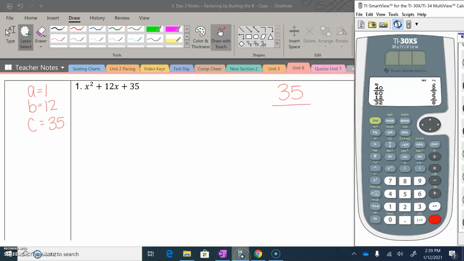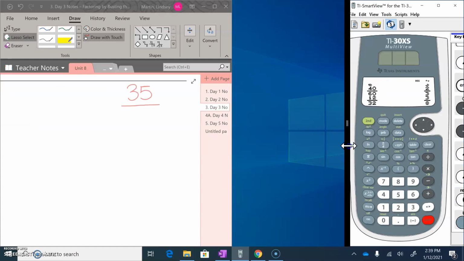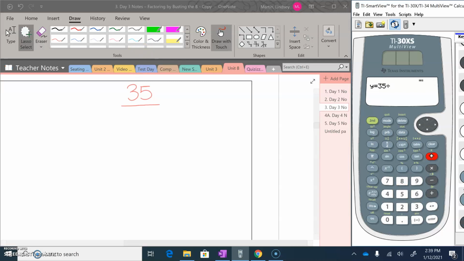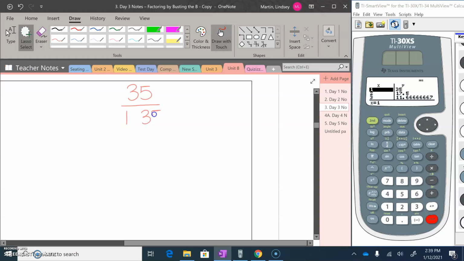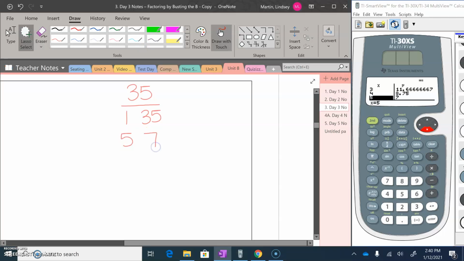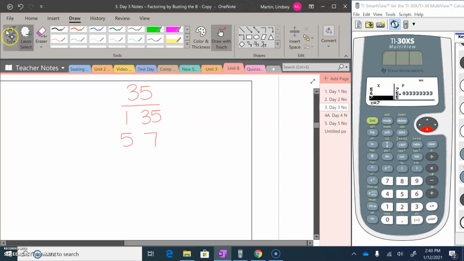So here we will pull up our calculator, and go to our table and do 35 divided by x. Start at 1, step by 1, and make sure it's on auto. So my first factor is 1 and 35. 2 doesn't work because it comes out to a decimal. Same for 3, 4, and 5 goes with 7. We scroll down. 6 goes with a decimal, and then 7 goes back with 5, so we know that we can stop there.